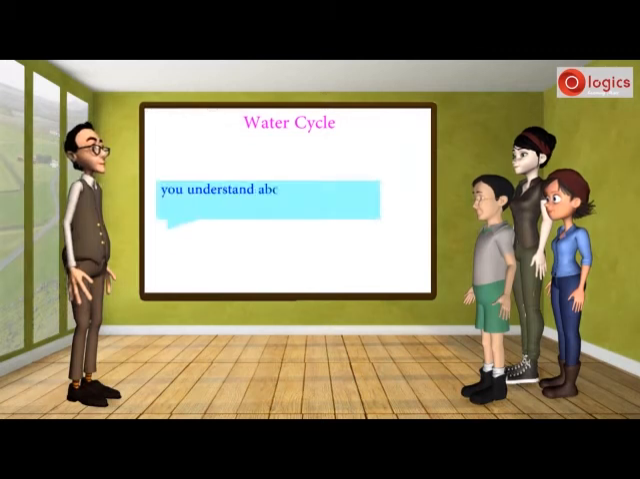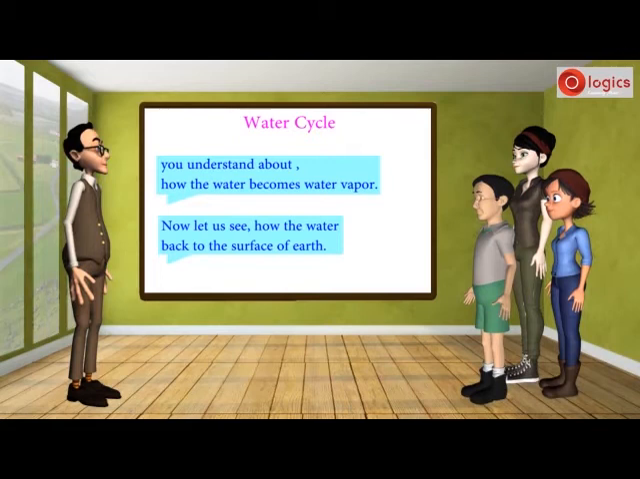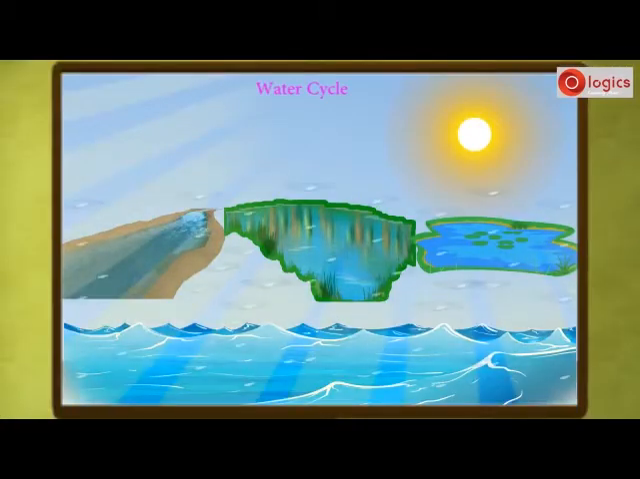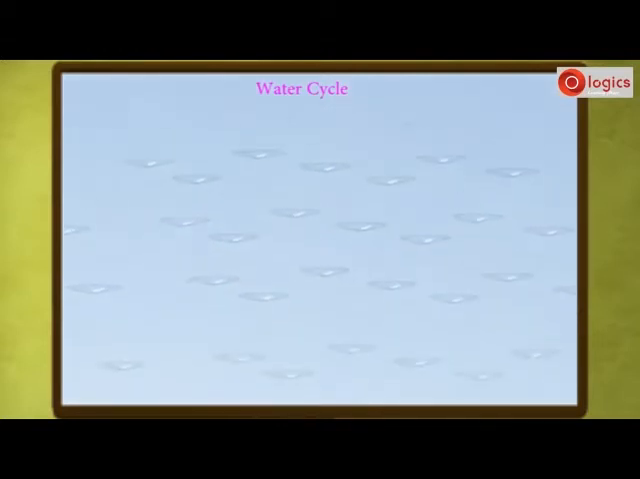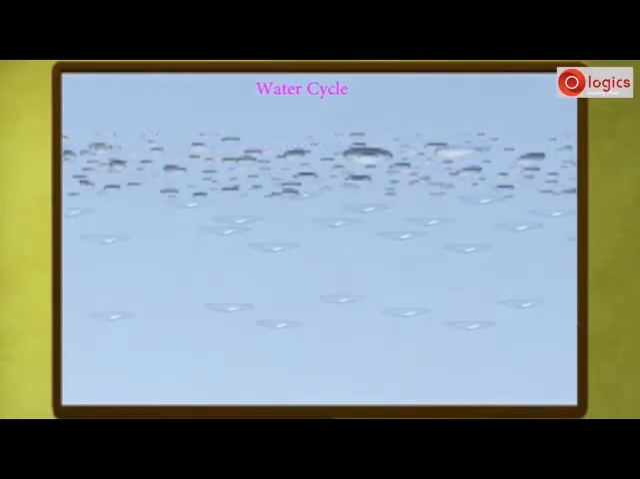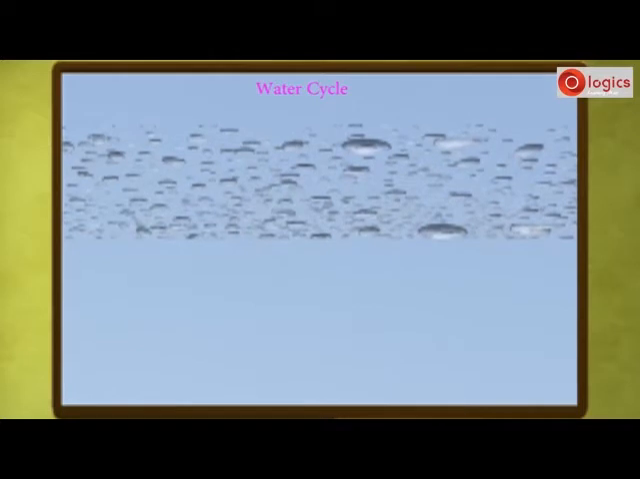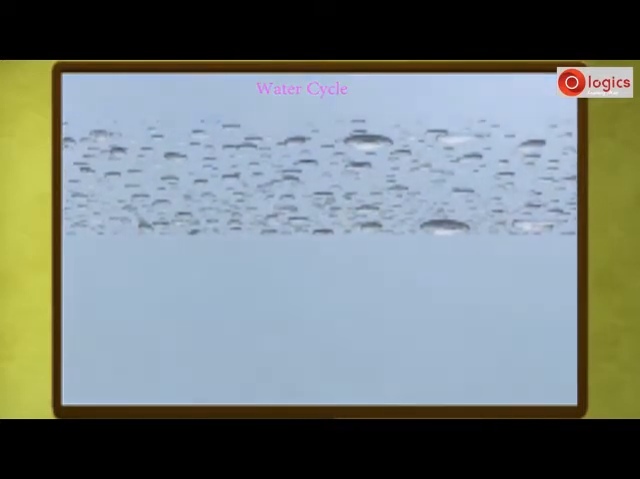You understand how water becomes water vapor. Now let us see how the water gets back to the surface of Earth. As vapor goes higher from the surface of the Earth, it gets cooler. When water vapor is present in this cool air, it condenses to form tiny drops of water called droplets. It is these tiny droplets that remain floating in air and appear to us as clouds.